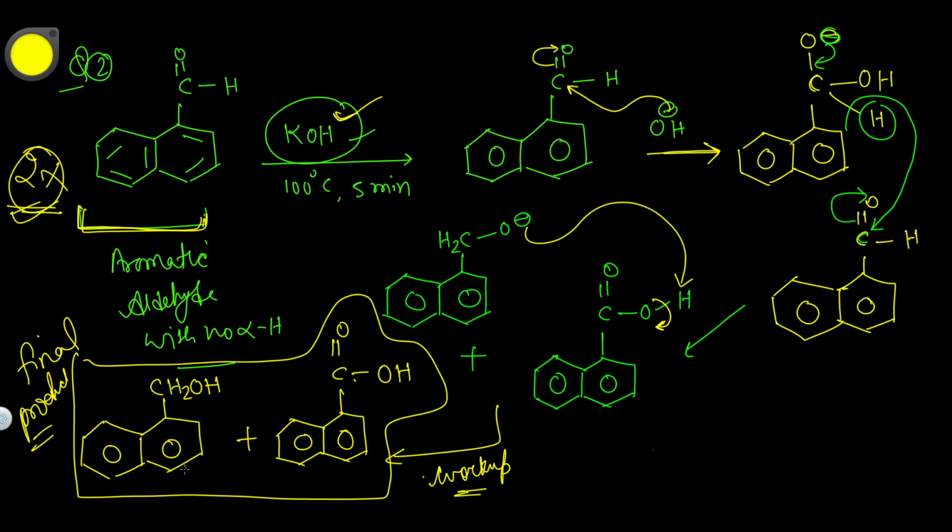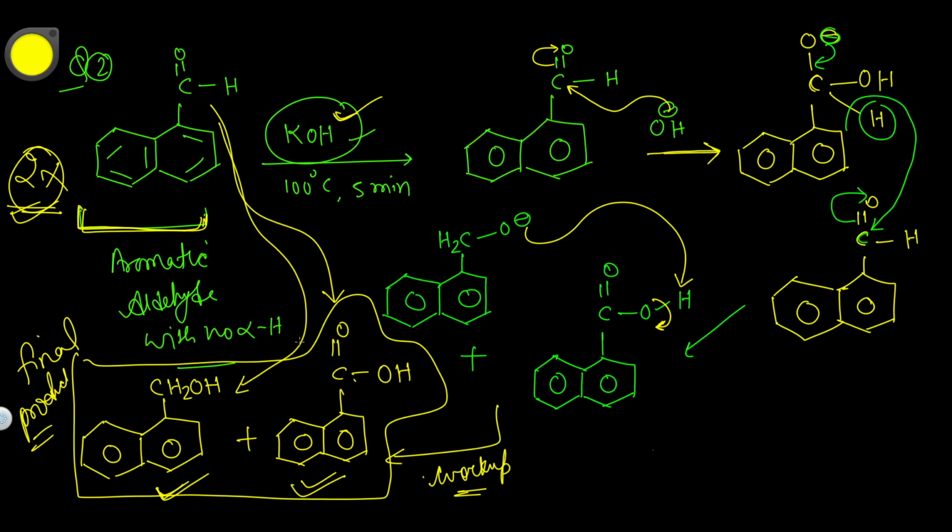And you will get alcohol plus acid also. This is the alcohol and this is our acid. This is a redox reaction. It means our reactant is an aromatic aldehyde, but we get the products alcohol plus acid. It means this aldehyde is getting oxidized to acid and also getting reduced to alcohol. It means it is a redox reaction. And this is all about the Cannizzaro reaction.